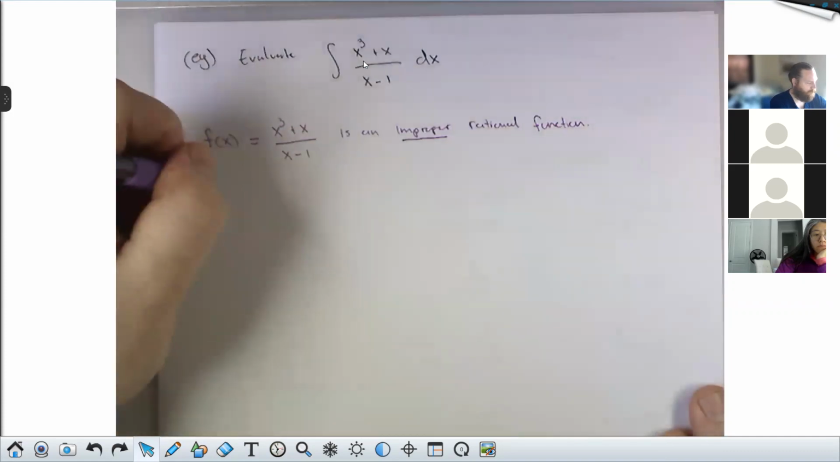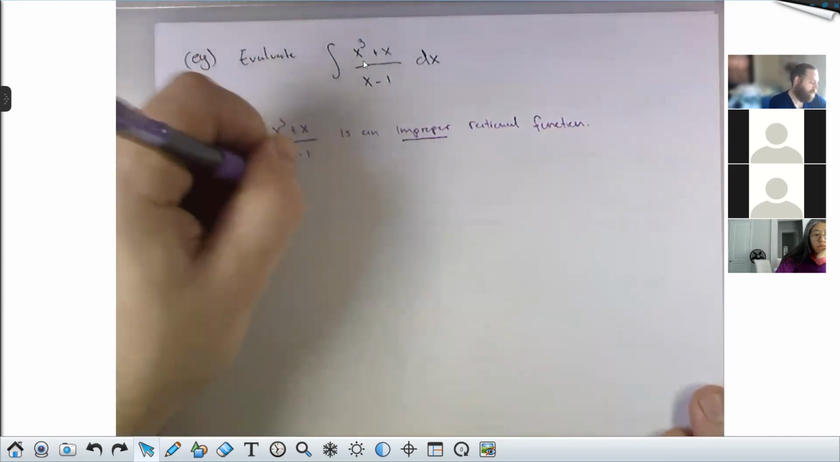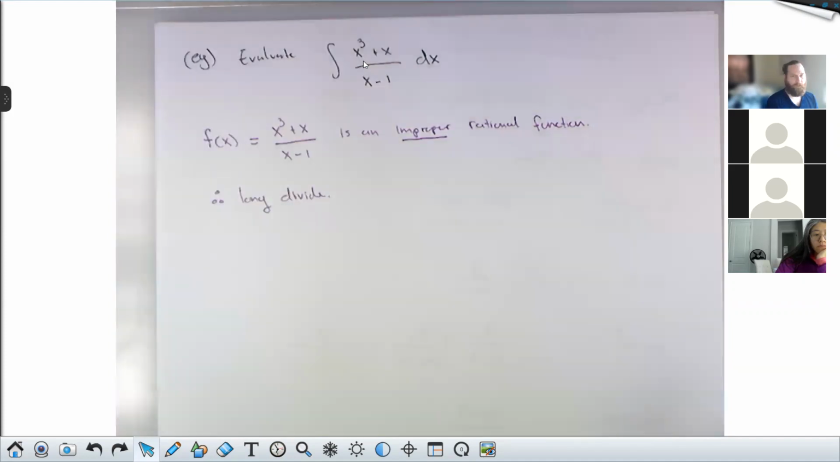Therefore, we need to long divide. Now, in this special case, where the denominator is linear, just a single linear factor, you could get away with synthetic division instead of long division, if you remember synthetic division. But I'm going to teach this with long division because that's the more general case. If your denominator was more complicated, you would need long division.